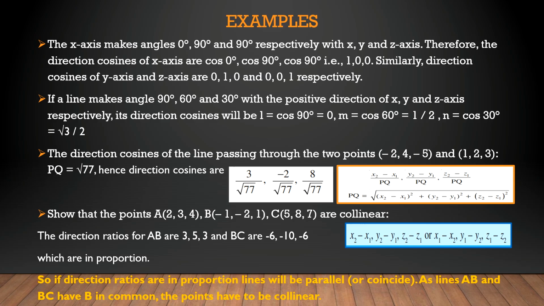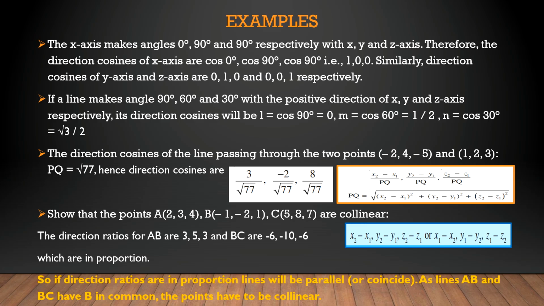Second point, if a line makes an angle of 90 degree, 60 degree and 30 degree with the positive direction of the x, y and z axis, then what will the direction cosines be? Cos 90 degree, which is 0, cos 60 degree, which is half, and cos 30 degree, which is root 3 by 2. So this is how you find the direction cosines when angles are given.